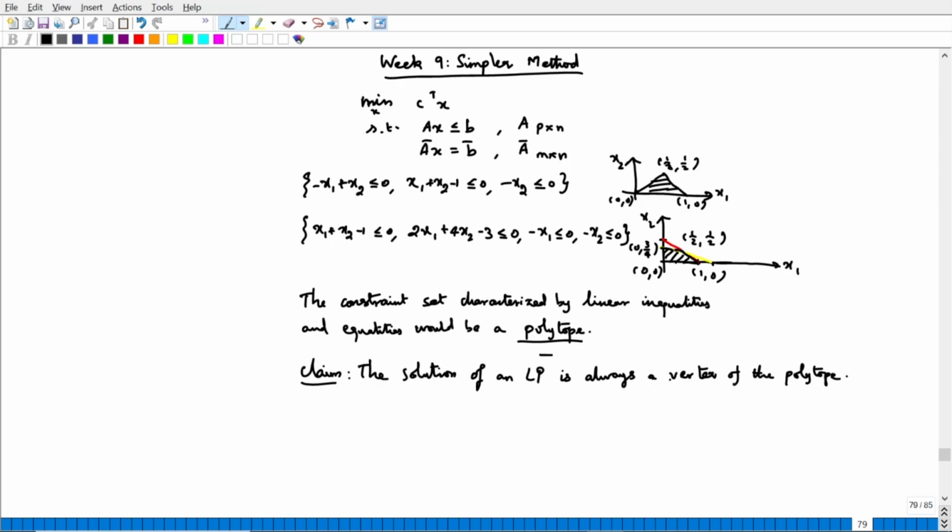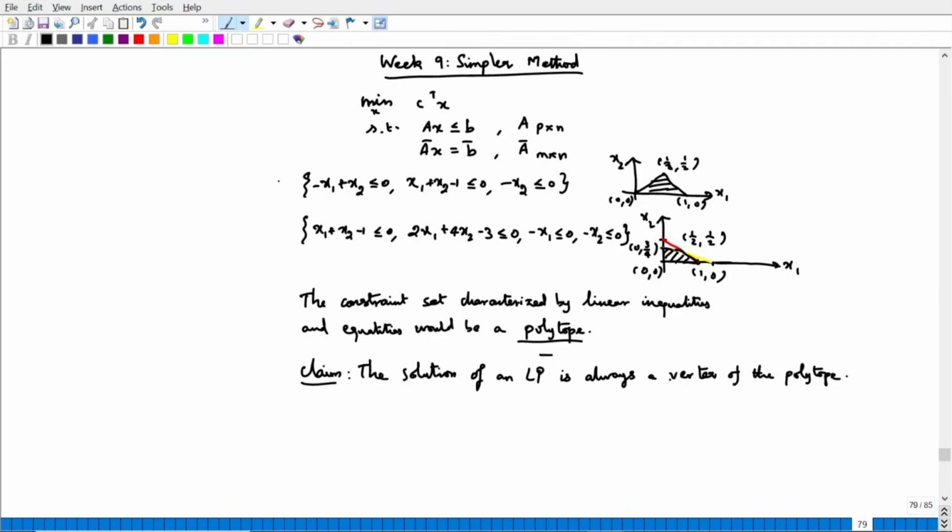Okay. So, you should now ask why that is the case, right. Why can we not have some other point as the solution? For example, if you see this constraint set what we had here, what we are saying is that you can give any C transpose x. Okay. So, this is something to be noted. The claim says that I have not mentioned anything about C transpose x.